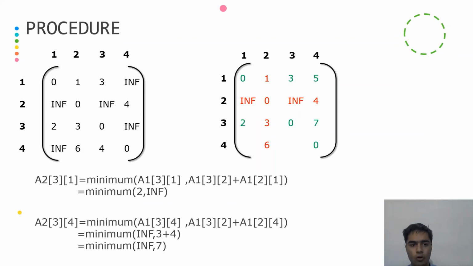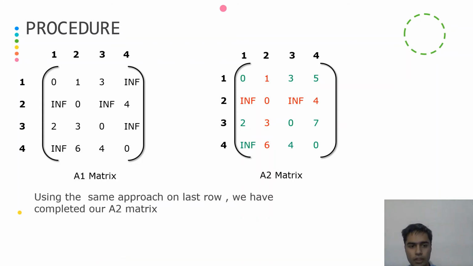For element A2 3, 1 we are going to use the same logic as used previously, and we find that the minimum value is 2 and we are going to place it in the matrix. For A2 3, 4 again using the same logic we find the minimum value is 7 and we are going to place it here in this matrix A2. Now using the same approach we are going to fill this last row of our matrix A2.